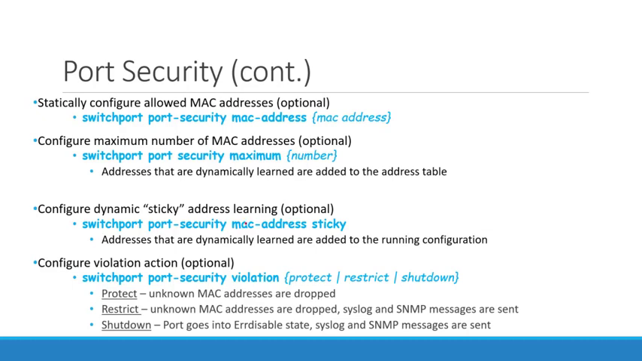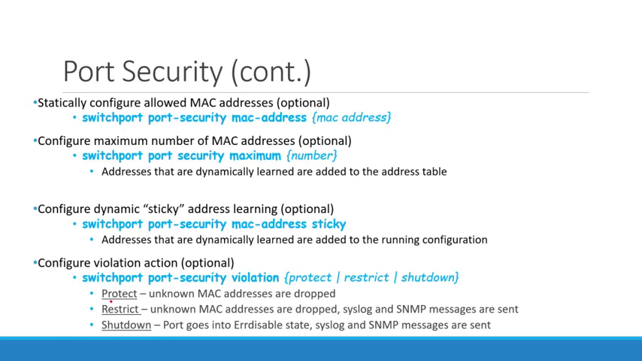So those are optional. And then our last optional is to configure a violation action. So the default violation action is shutdown. Our other options are protect and restrict. So all of our options are protect, restrict, shutdown. What protect does is all unknown MAC addresses will be dropped, which is exactly what restrict does. But in addition, restrict will send a syslog and an SNMP message, actually called the SNMP trap.